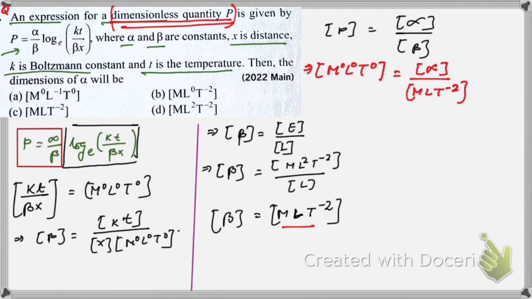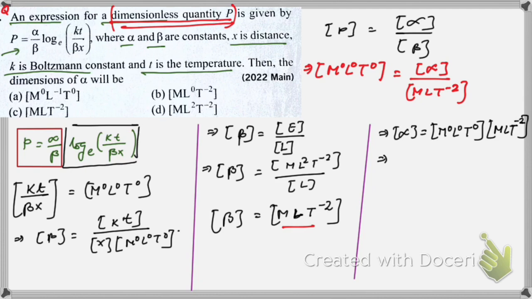So let me separate it. This implies that the dimension of alpha is equal to M to the power 0, L to the power 0, T to the power 0 into M L T to the power minus 2, which gives you the dimensional formula of alpha equal to M L T to the power minus 2, because here we have power 0 on all three, so we get the dimension of beta here, right? So this is the dimensional formula of alpha.